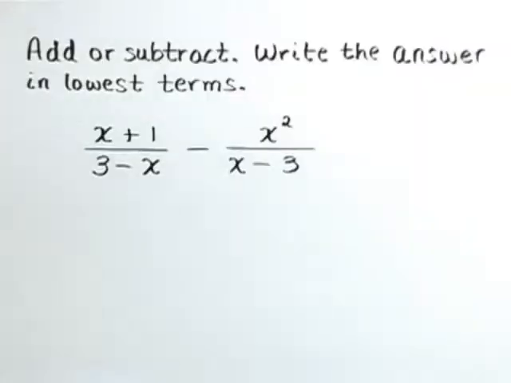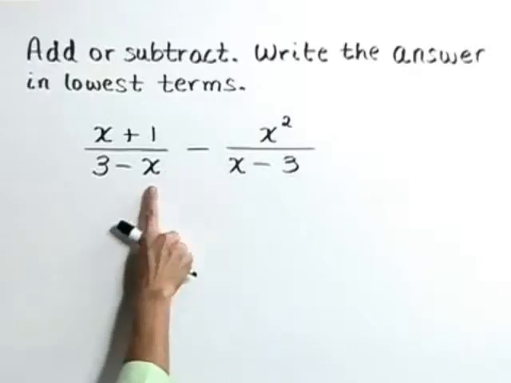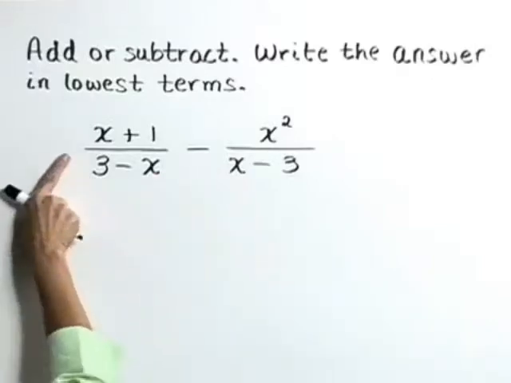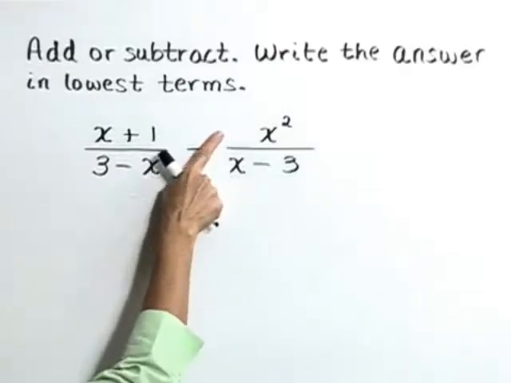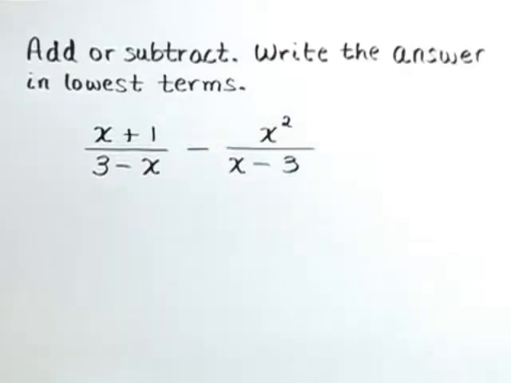Add or subtract, write the answer in lowest terms. We have a difference of two rational expressions, x plus 1 over 3 minus x, minus x squared over x minus 3.